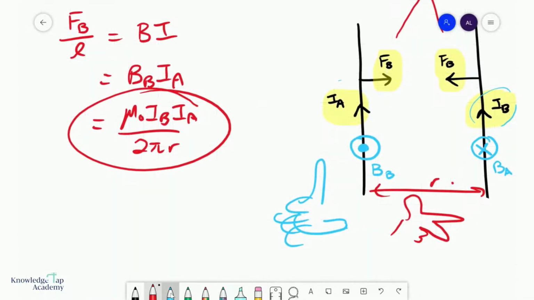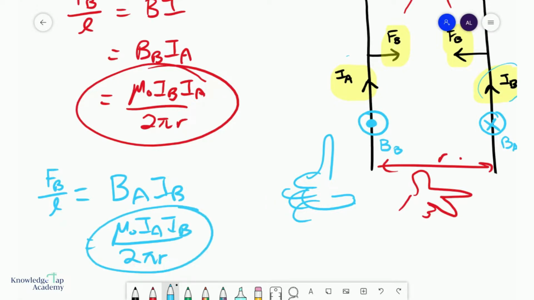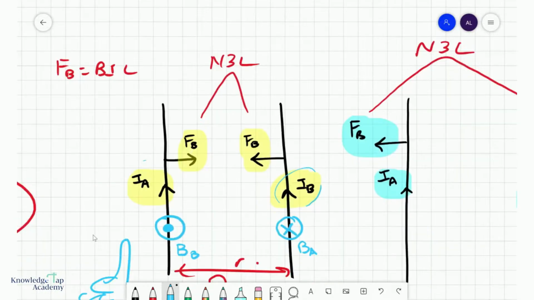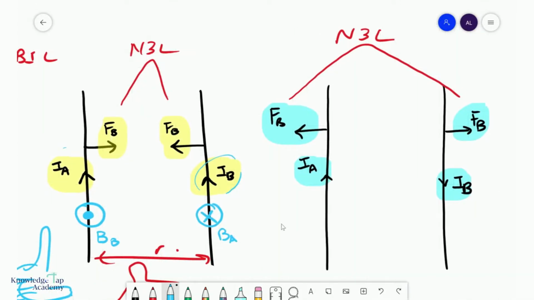You can repeat the calculation for this wire over here, but you will be very pleasantly surprised to find that it's going to be exactly the same. This time it will simply be BA times IB, and a simple expression will show you that the values are indeed exactly the same. And so the forces on each wire are equal in magnitude and opposite in direction, and so they do indeed form action-reaction pairs.